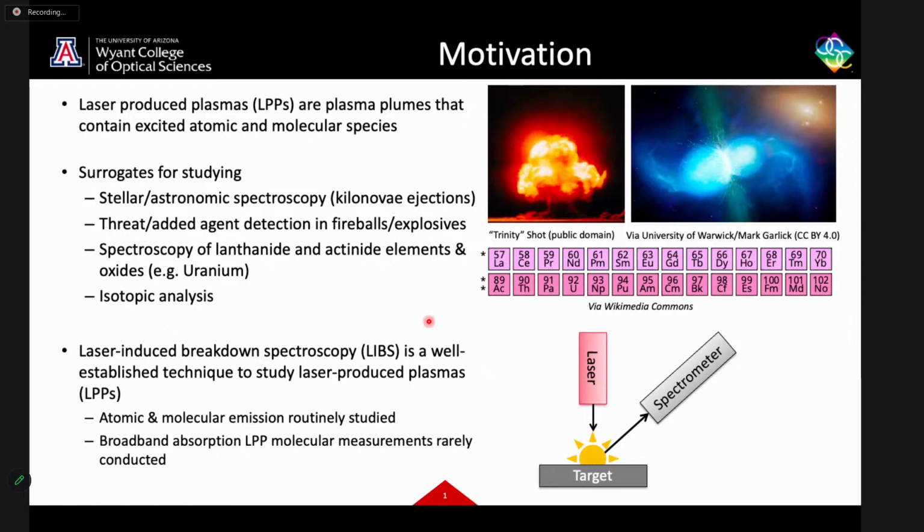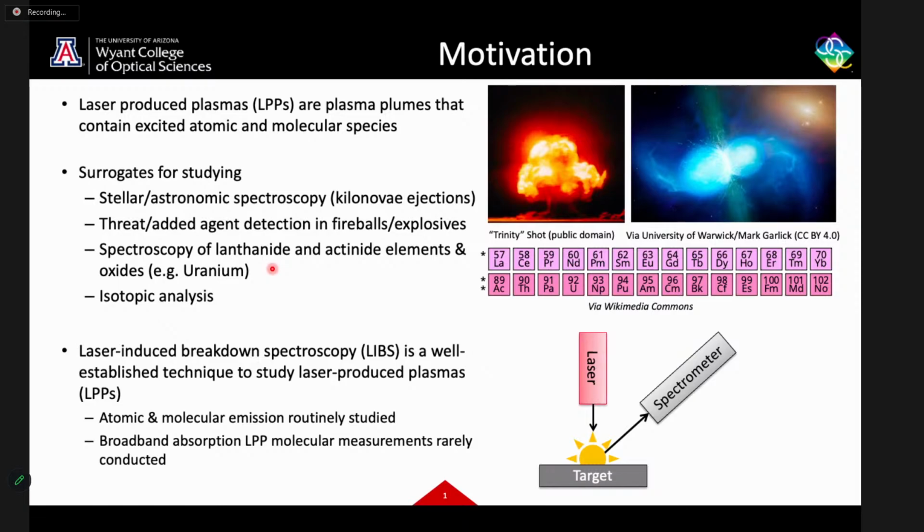Another is the spectroscopy of lanthanide and actinide elements, with a particular interest in uranium detection and its associated oxides, as well as general isotopic analysis. Now, a laser-produced plasma, if you're not familiar, is just a plasma that's produced from the ablation of some solid by a pulsed laser. It is used in a technique called laser-induced breakdown spectroscopy to study these atomic and molecular spectra in emission.